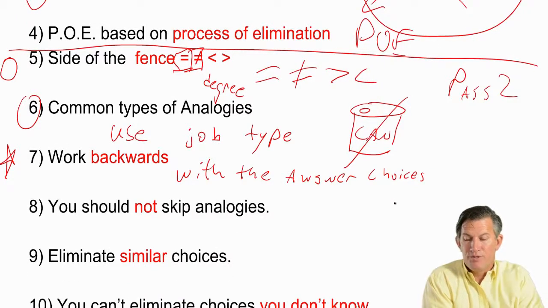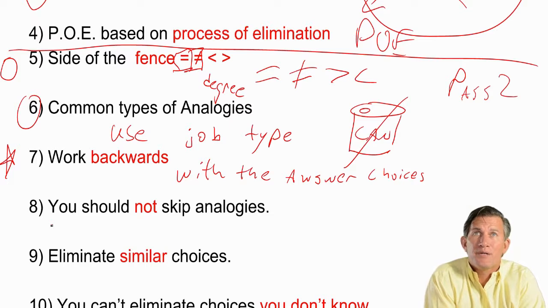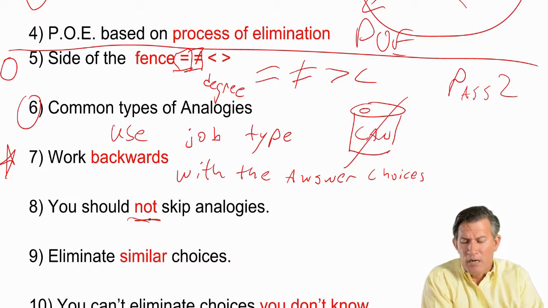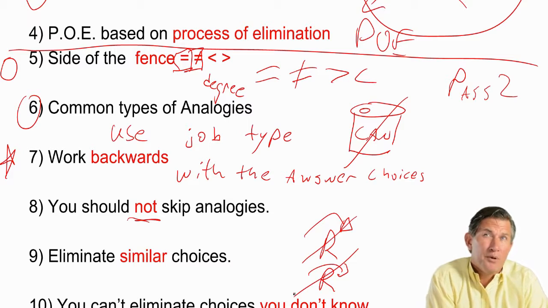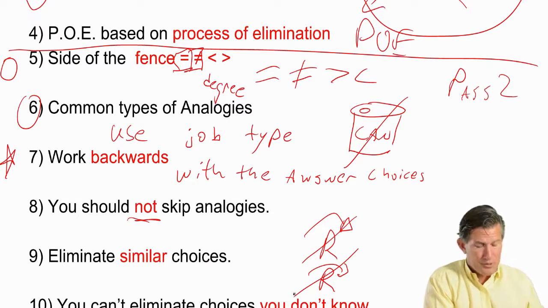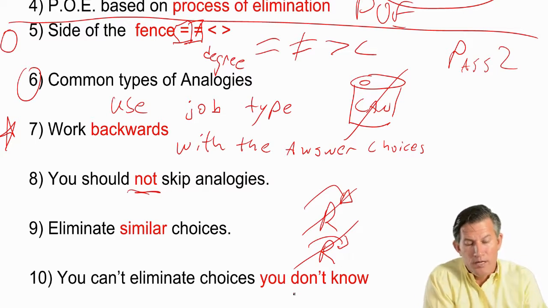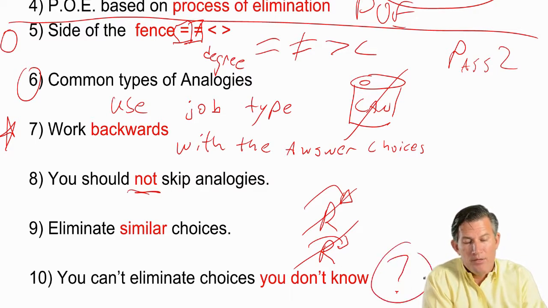And you shouldn't really skip analogies. If you have no idea where to start, you can. I mean, you may, but I would try not to skip analogies, okay? If there's the same relationship going the same direction, and the same going the same direction, 2 choices can't be right, so you can actually eliminate them both, okay? So you can eliminate similar choices, but you can't eliminate choices that you don't know or that you don't understand. So if you're not sure, then you can't eliminate it, okay? Keep it open.